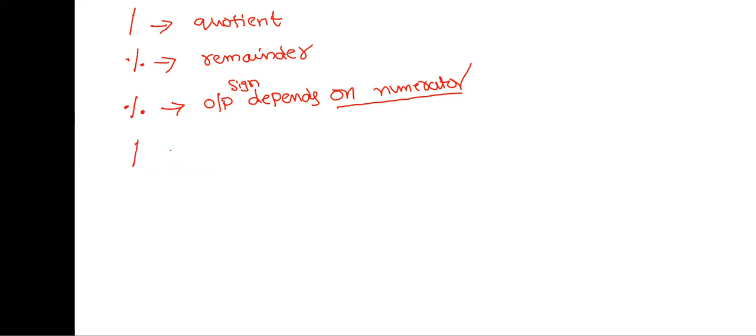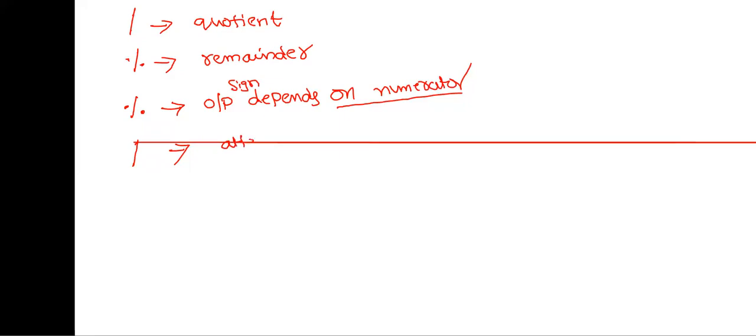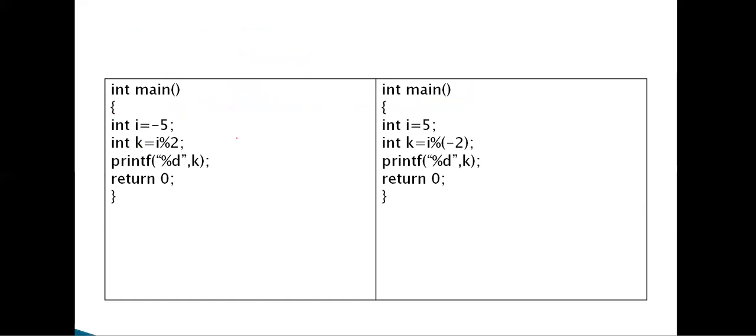But the division operation, the quotient: if at least one of them is negative, the answer is negative. If both are negative, the answer is positive. Okay, we will discuss each and every one.